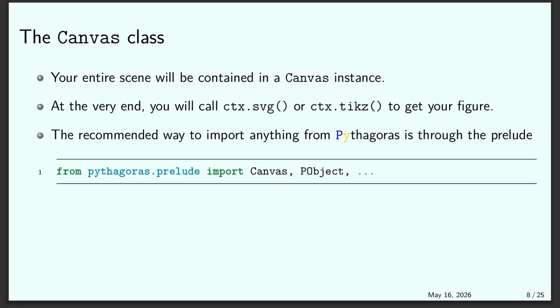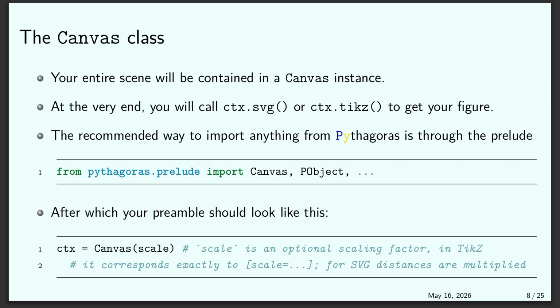Also, very important to mention, you don't have to import everything from its specific module. For example, Canvas is in a module called canvas, but you don't have to import from pythagoras.canvas. There's a module already there called prelude that brings everything into the local namespace, so you can from pythagoras.prelude import whatever you want. Everything is there.